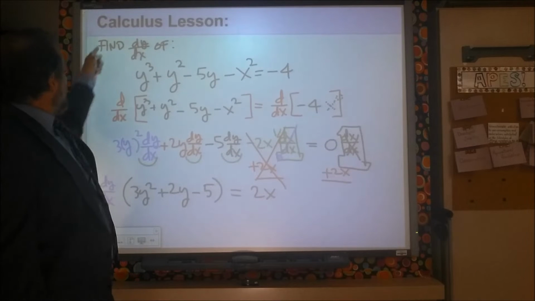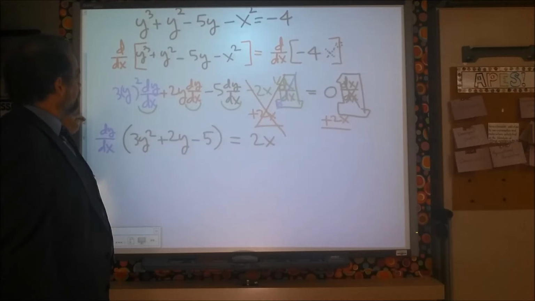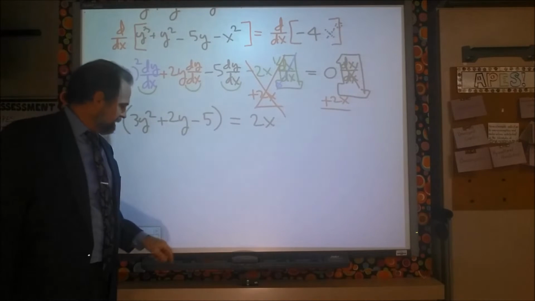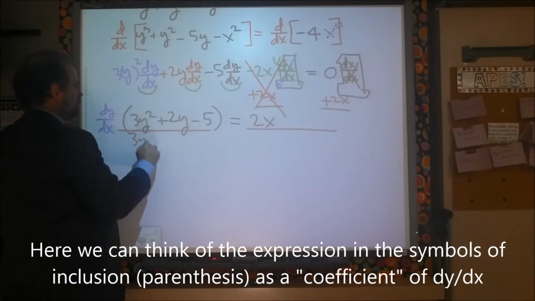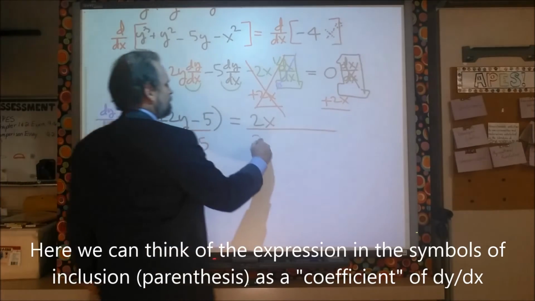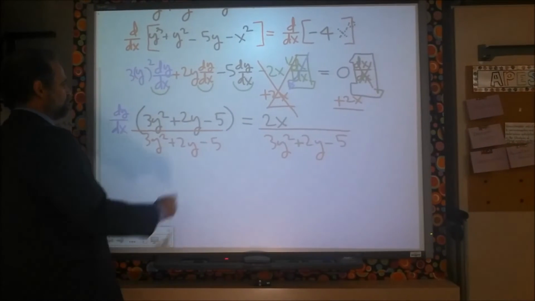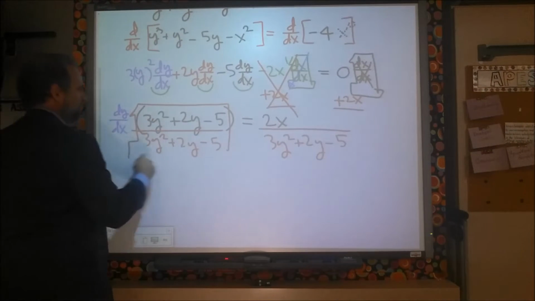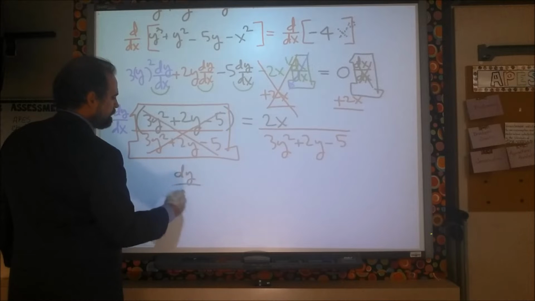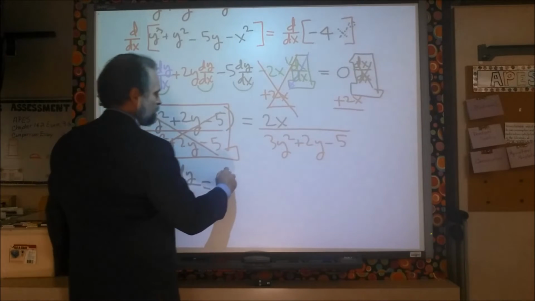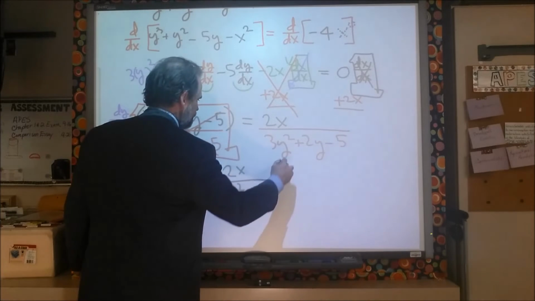It said find dy dx, right? So now I can find dy dx if the board will cooperate. I can find dy dx when I divide both sides by this. So I'm going to divide both sides by 3y squared plus 2y minus 5. Okay? Which of course means this is now just a giant 1. I did that on purpose so that it could go away. And I have dy dx equals 2x over 3y squared plus 2y minus 5.